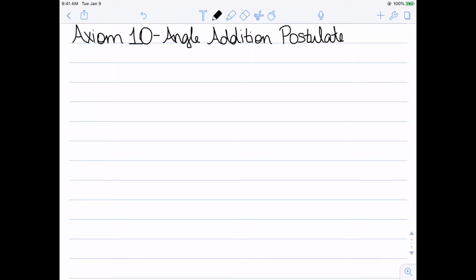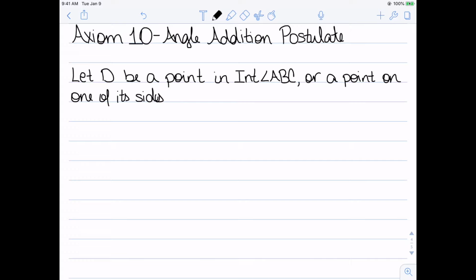So I want to be able to say that if I have a ray that's on the interior of an angle, then that ray is between the other two. However, so far we don't have anything that will allow that. And so we're going to do this with Axiom 10, which is known as the angle addition postulate. We start by letting D be a point in the interior of angle ABC, or a point on one of its sides. Then the measure of angle ABD plus the measure of angle DBC is equal to the measure of angle ABC.